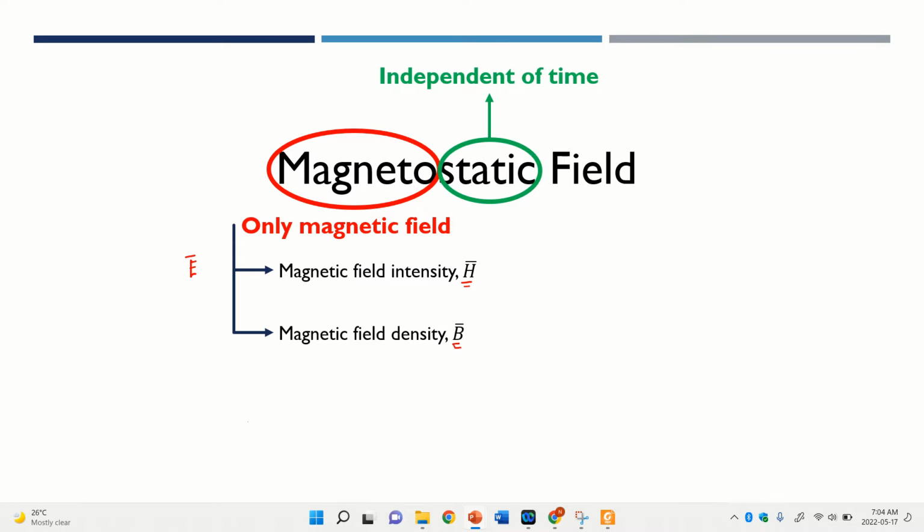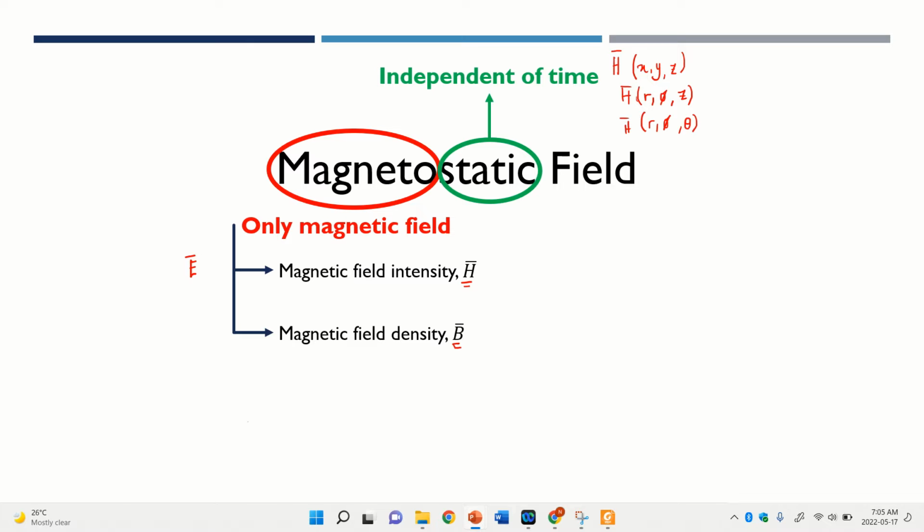The static here means that this particular field is independent of time. So there is no time variation in this field. When you are discussing Cartesian, your H will be only in X, Y, and Z form. If it is cylindrical, it will be in R, phi, and Z form. And if it is spherical, it will be in R, theta, and phi form. So there is no time included in this particular field.